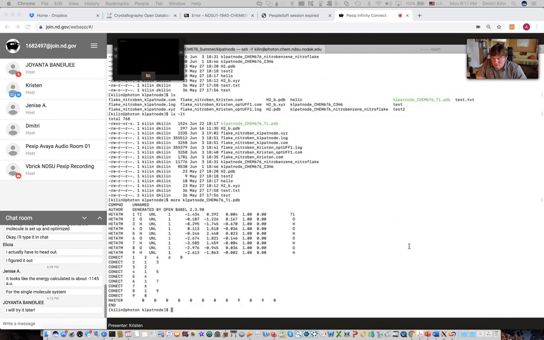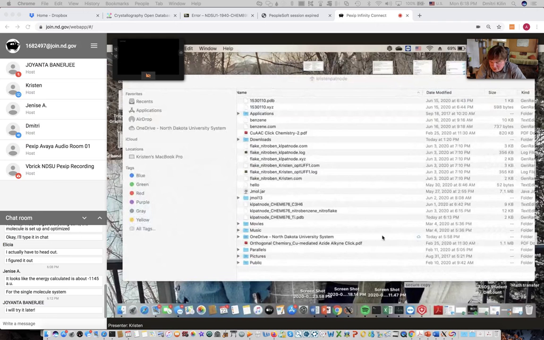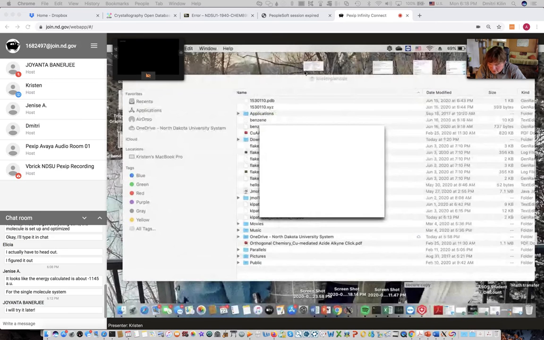Now, please, do you have Gauss View running right now, or do you need to open it? Let's check. Even if it closes after the molecule is created, it's not a big challenge. Xquartz, okay. It looks like it's opening.